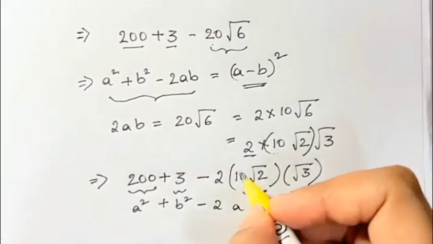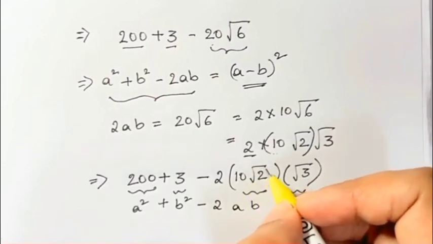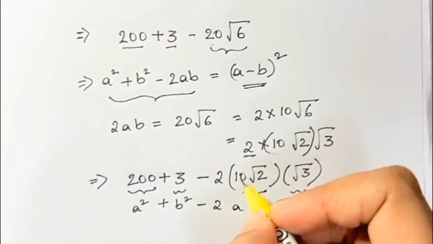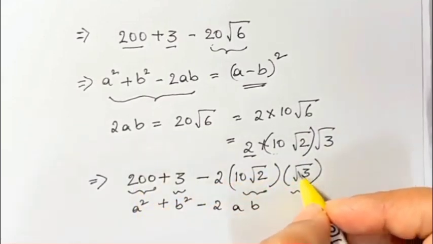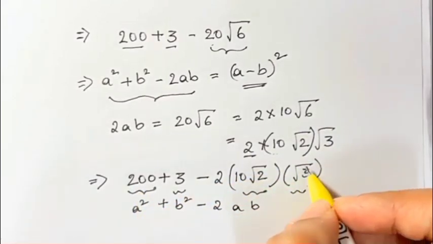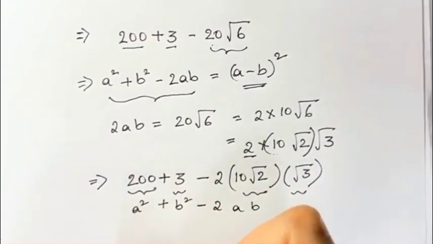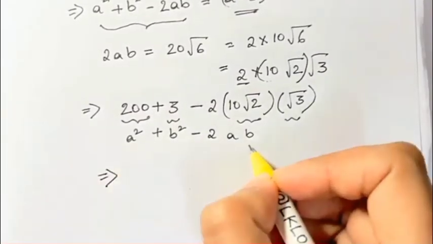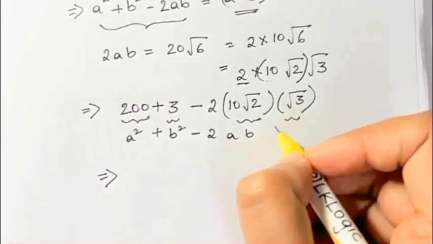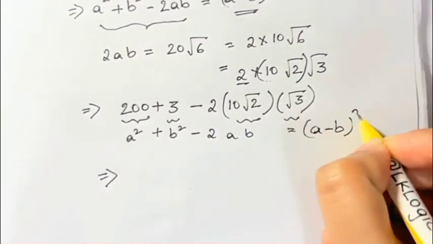Now this is a. When you square it, 10 times 10 is 100, and square root and square get cancelled. So 2 times 100 is 200. You get back your a square. And squaring this b part, square and root get cancelled, you get back your b square, 3. So I hope you got this step. Now what did we get? We're going to write it in the form of a minus b the whole squared.